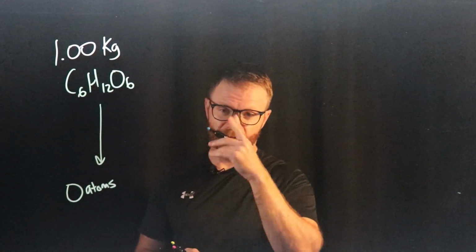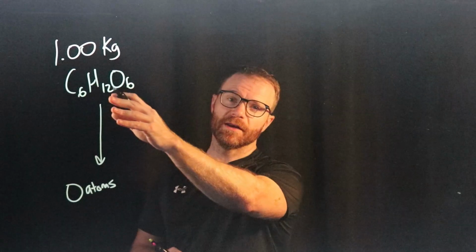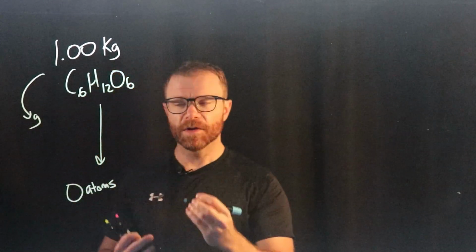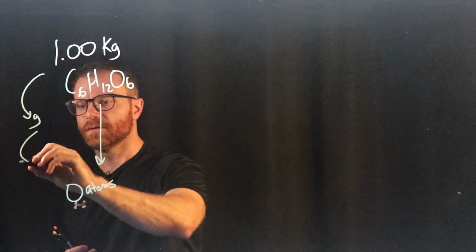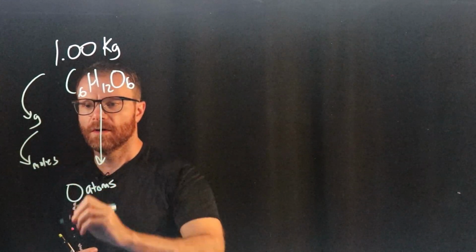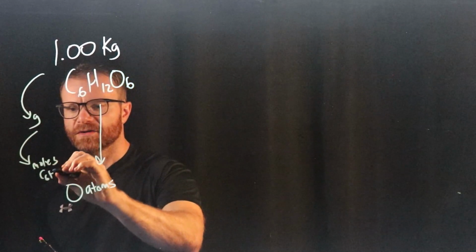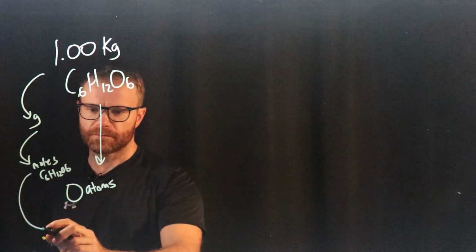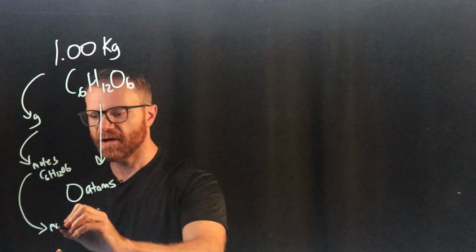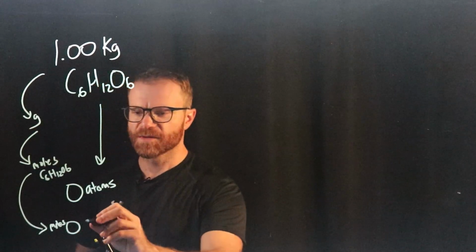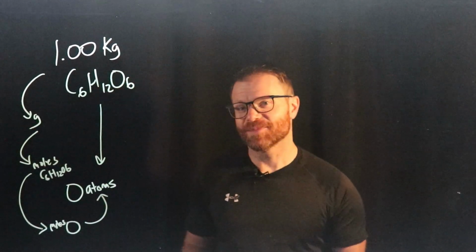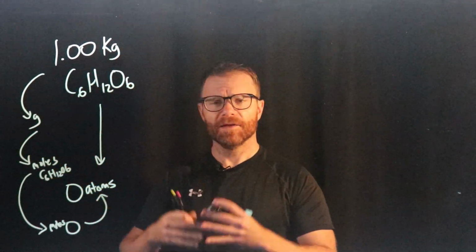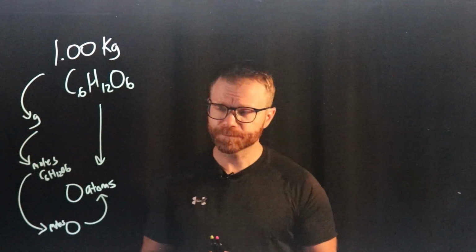Well, this is going to be a much tougher problem because the first thing we're going to need to do is convert from kilograms to grams. And then once we have the grams, we can convert to moles of glucose, C6H12O6. And then once we have the moles of glucose, we can get the moles of oxygen. And then once we have the moles of oxygen, we can get the atoms of oxygen. That's kind of a really quick crash course. Let's go through and actually solve this problem piece by piece.